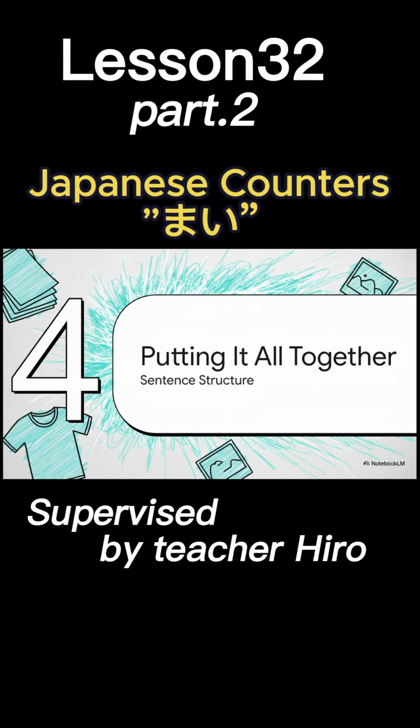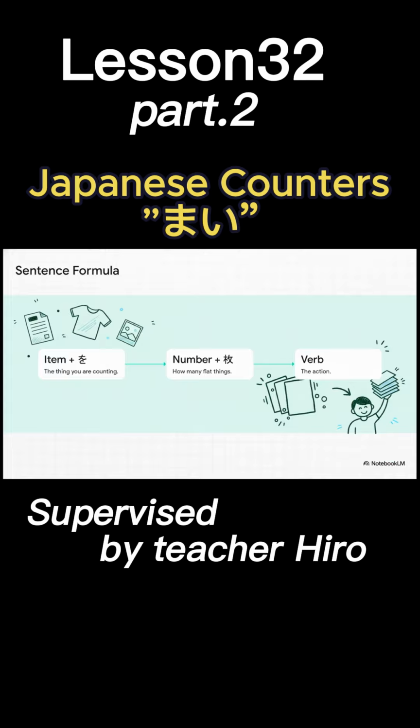Okay, so we've got the concept and we have our specific counter, mai. Now let's see how it actually fits into a sentence that sounds natural. The structure is actually very straightforward. Here's the basic formula. You start with the item, followed by the particle o, then comes your number plus the counter mai, and you just finish it off with the verb. So, item, number counter, verb.